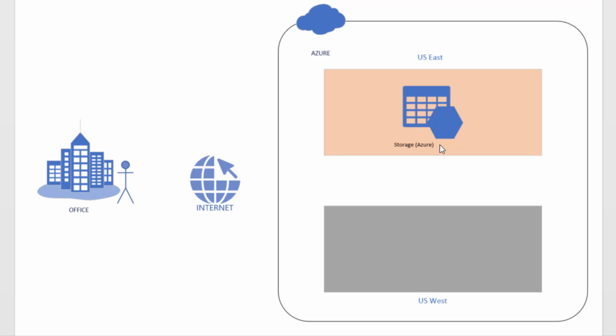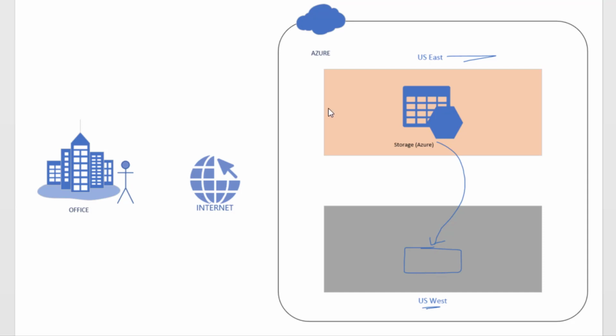Now, once you have that type of a storage account, even if you deploy it in one region, for example, the US East region, it will get replicated to a secondary region. For example, the US East region storage account will get replicated to the US West region storage account. So there will always be a copy of this storage account in the US West region.